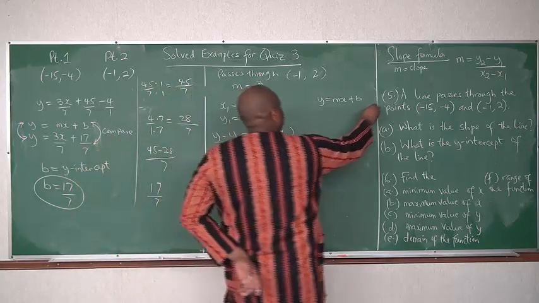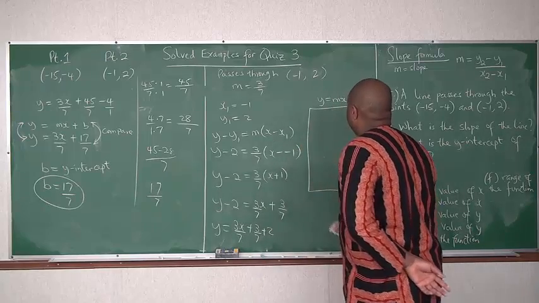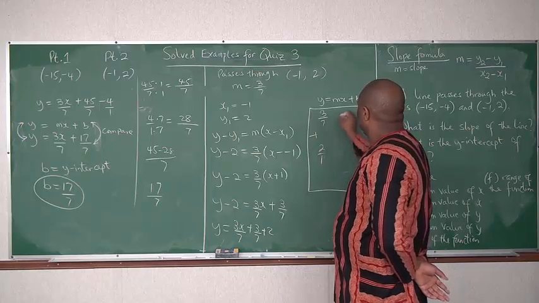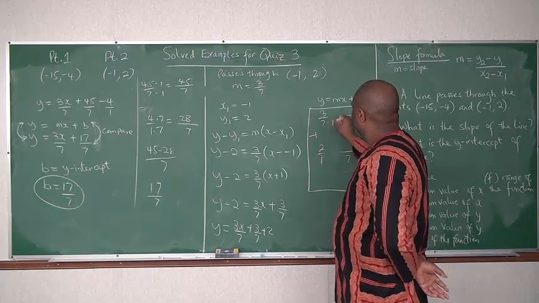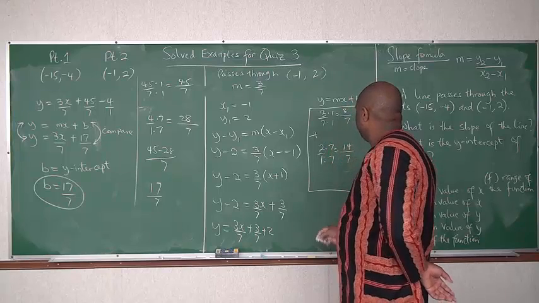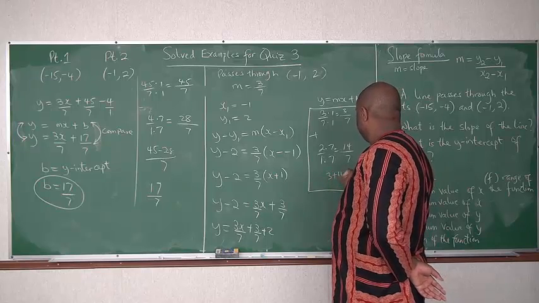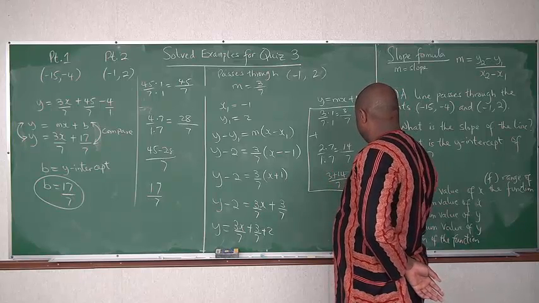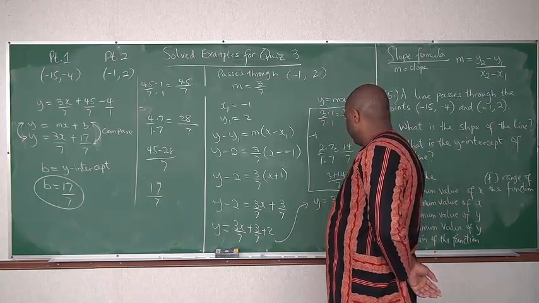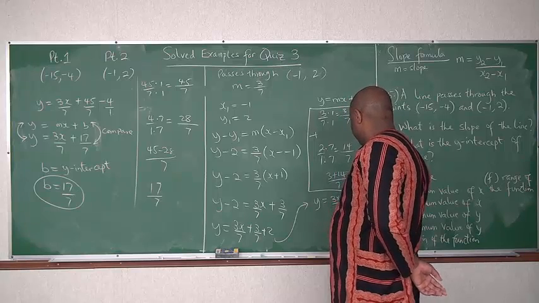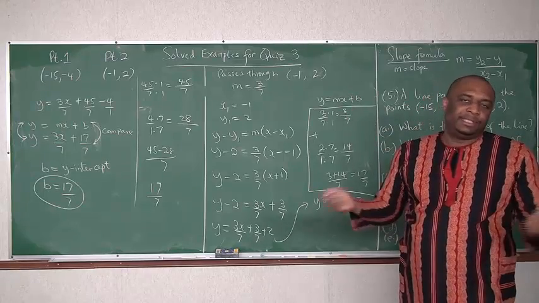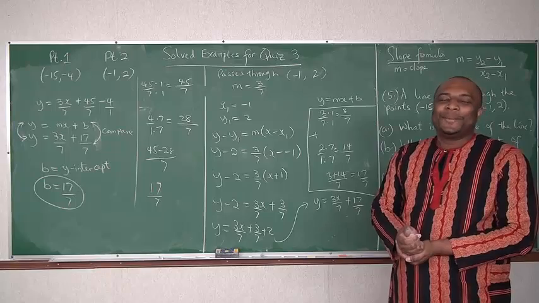We now do 3 over 7 plus 2. What is it going to give us? 3 over 7 plus 2 over 1. The equivalent fraction is 14 over 7. Now this will be 3 plus 14 over 7, which is 17 over 7. I told you we'll get the same thing. So y equals 3x over 7 plus 17 over 7, and when you compare it with this, the y-intercept is 17 over 7. Understood?